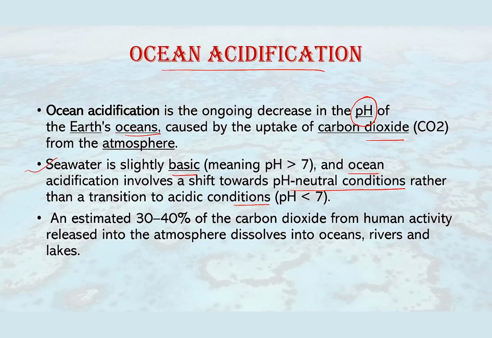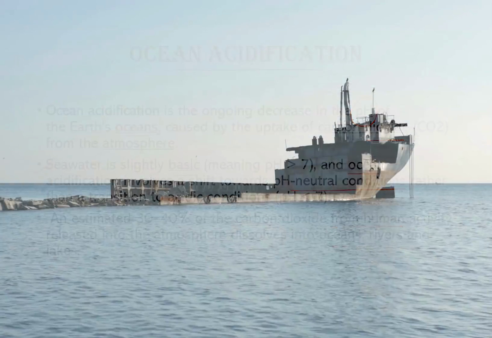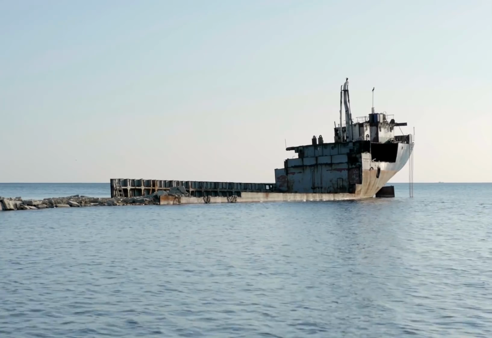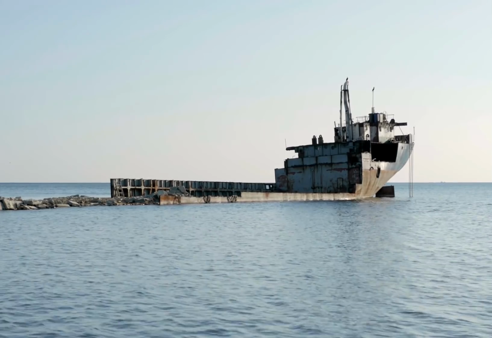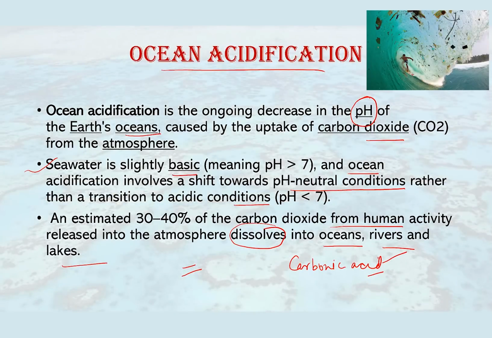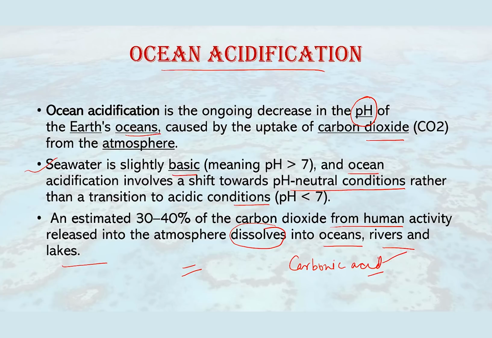An estimated 30 to 40% of carbon dioxide from human activity which is released into the atmosphere dissolves into oceans, rivers and lakes. To achieve chemical equilibrium, some of it reacts with the water to form carbonic acid. Some of the resulting carbonic acid molecules dissociate into bicarbonate ions and hydrogen ions, thus increasing the ocean acidity, that is, increasing the H+ ion concentration in the oceans.